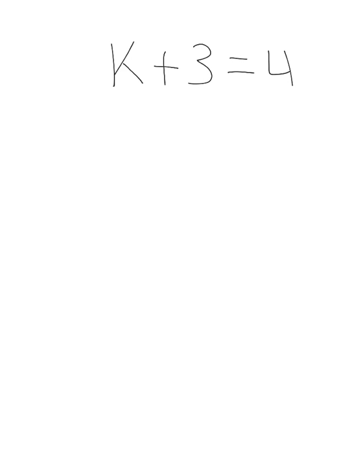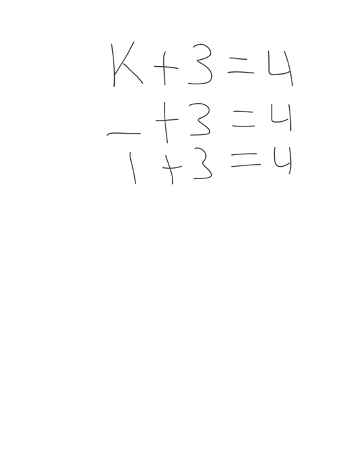So I've written a really simple example up the top here. We have our unknown k plus 3 equals 4. Essentially, it's like saying blank plus 3 equals 4. And I'm sure all of you are able to say, oh, obviously that must be 1 plus 3 equals 4. Which is correct. So you would say k equals 1.